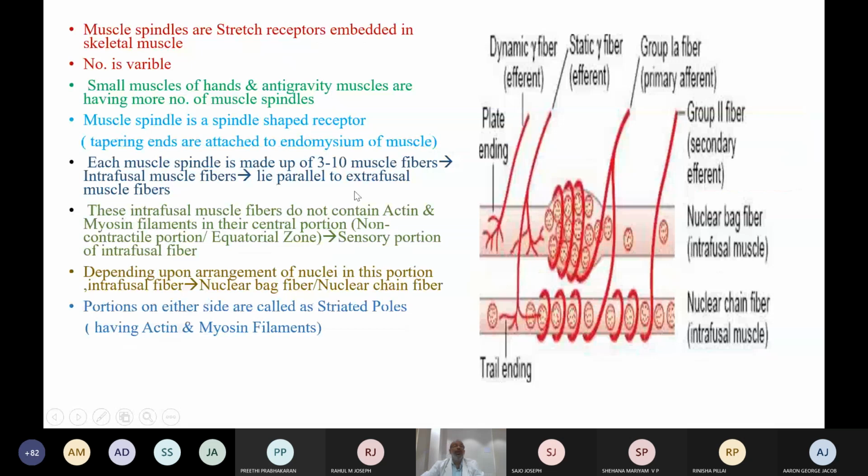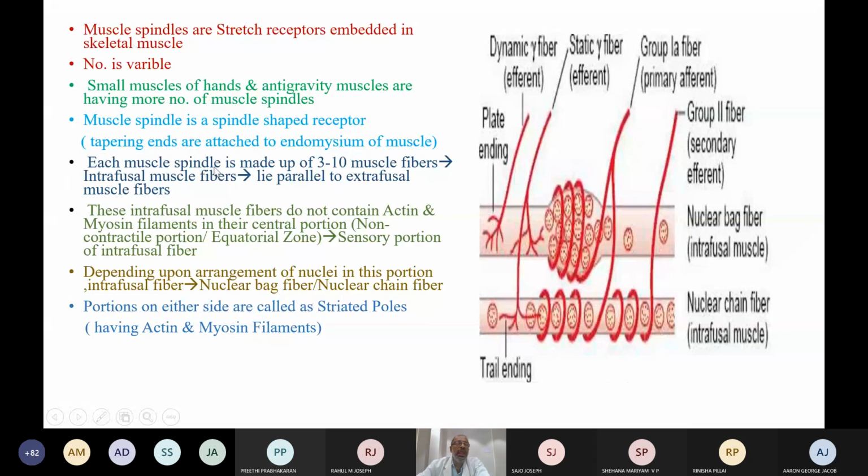Now we will move on to muscle spindle. Muscle spindles are stretch receptors embedded in the skeletal muscle. The number is variable. Small muscles of the hands and anti-gravity muscles have a larger number of muscle spindles. The muscle spindle is a spindle-shaped receptor, and its tapering ends are attached to the endomysium of the muscle.